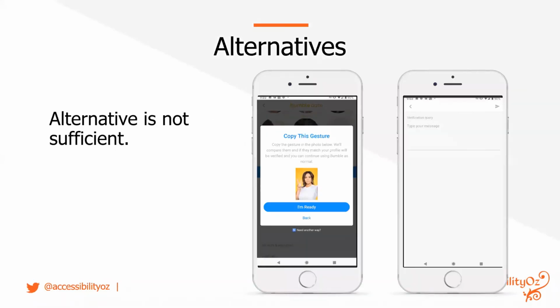So this is an example. We had quite an argument actually in the committee about whether this was a pass or a fail, because basically it says copy this gesture to prove that you're really a person. And of course, if you're a screen reader user, you have no idea what that gesture is. At the bottom, it has an option that says need another way. And if you activate that, you get an email, which doesn't meet color contrast requirements, that says verification query, type your message. So my argument was that wasn't sufficient, therefore it fails this requirement. And other people were like, well, it does have an alternative, but the alternative has some accessibility issues. So, but that's the kind of thing that we mean.